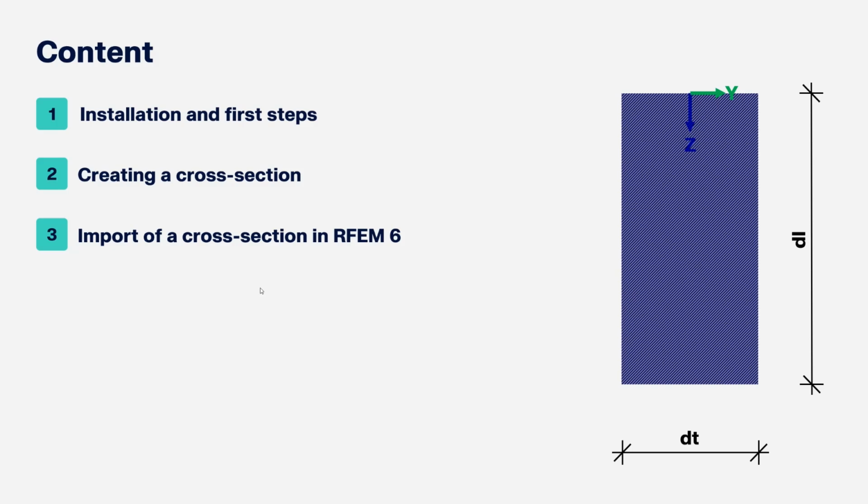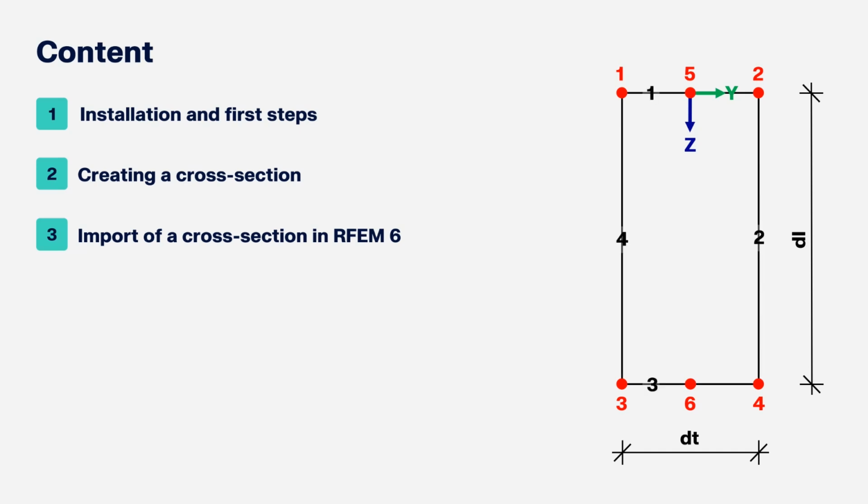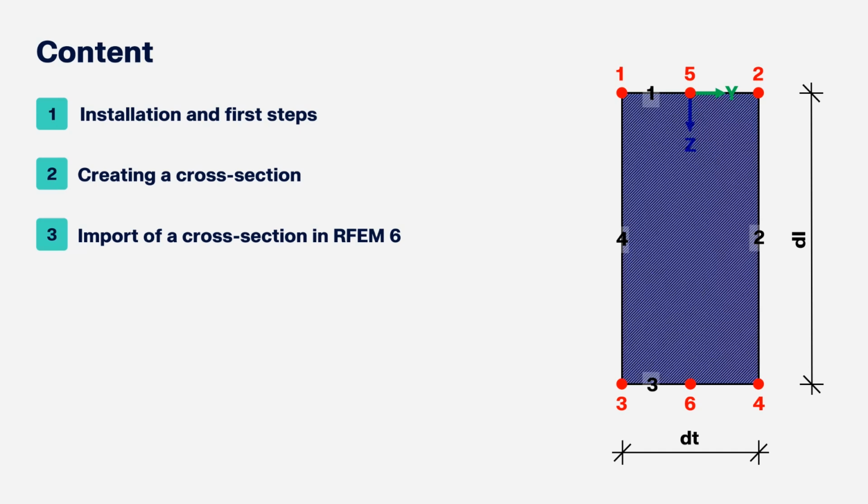This will be demonstrated using a flat steel section with the dimension length dl and thickness dt. Initially, points 1 to 4 for the outer contour and 2 additional points for the element are defined. Then the boundary lines 1 to 4 connecting points 1 to 4 are created. After that, the part is generated and finally the element between points 5 and 6 is defined.